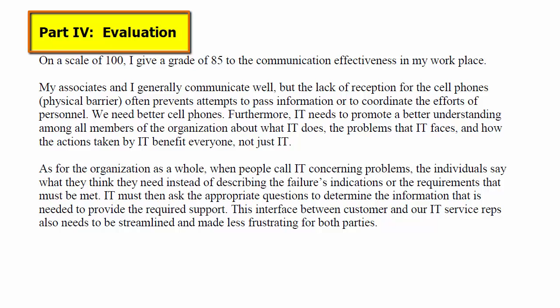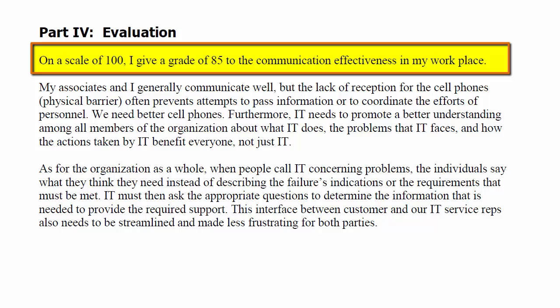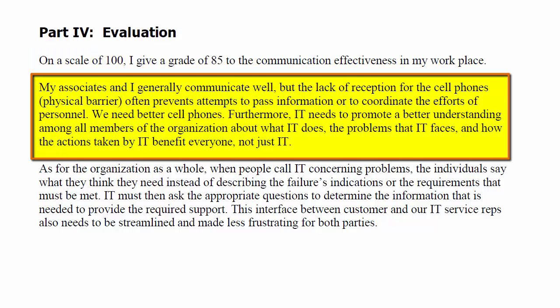Again, notice the use of the subheading and how all subheadings have been the same. On a scale of 100, I give a grade of 85 to the communication effectiveness in my workplace. My associates and I generally communicate well, but the lack of reception for the cell phone's physical barrier often prevents attempts to pass information or to coordinate the efforts of personnel. We need better cell phones.